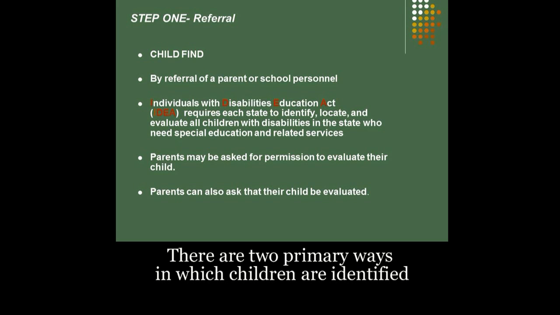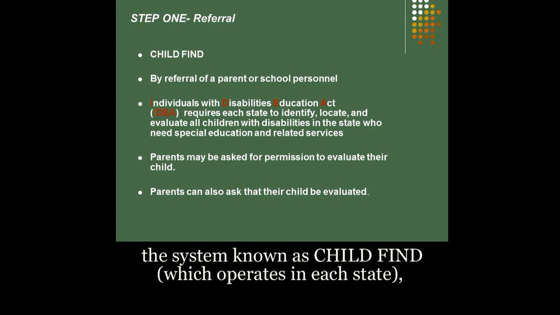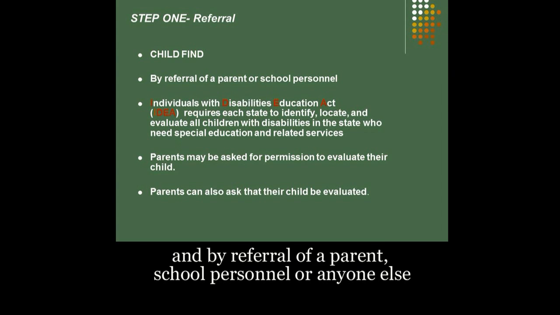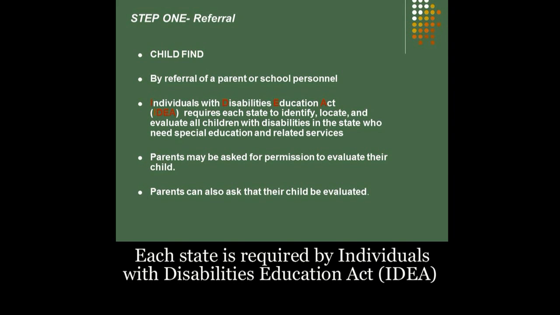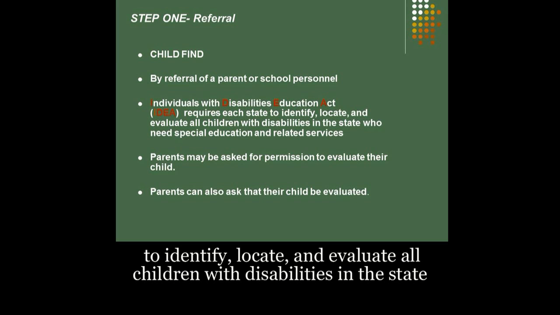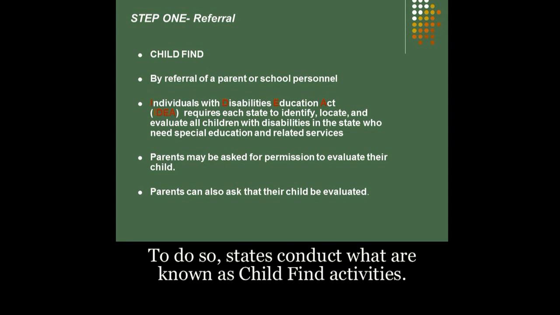There are two primary ways in which children are identified as possibly needing special education and related services. The system known as Child Find, which operates in each state, and by referral of a parent, school personnel, or anyone else familiar with the child's needs. Child Find. Each state is required by the Individuals with Disabilities Education Act, or IDEA, to identify, locate, and evaluate all children with disabilities in the state who need special education and related services.